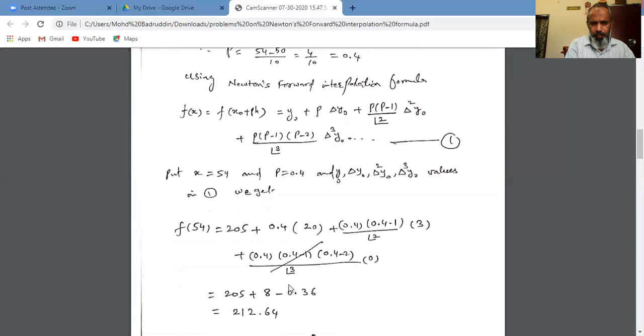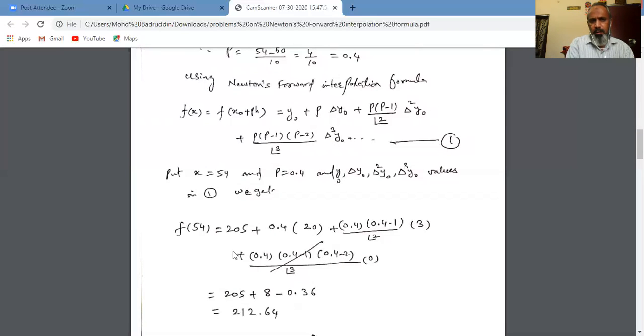So f of 54 is equal to, what is this? This is y0. What is y0? y0 is 205 plus p is 0.4 into delta y0. From the difference table, we can write the value of delta y0, that is 20. Then p, 0.4, into 0.4 minus 1 by factorial 2, del square y0 value is 3, plus p into p minus 1, p minus 2 by factorial 3 into del cube y0, that is 0. So this term vanishes.